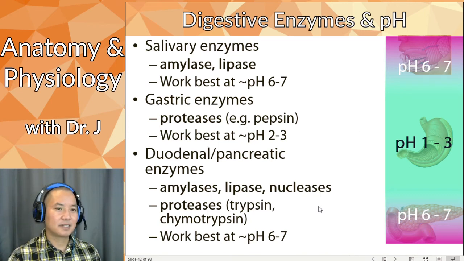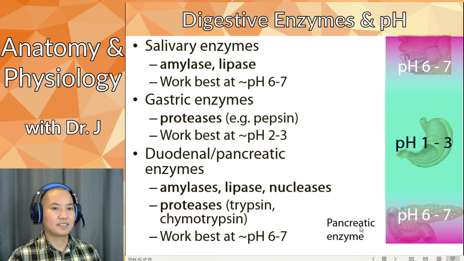And what's going to function best at that pH in the duodenum? Well, the enzymes that are secreted there. So things like pancreatic enzymes or small intestinal enzymes are going to function best at this pH range.